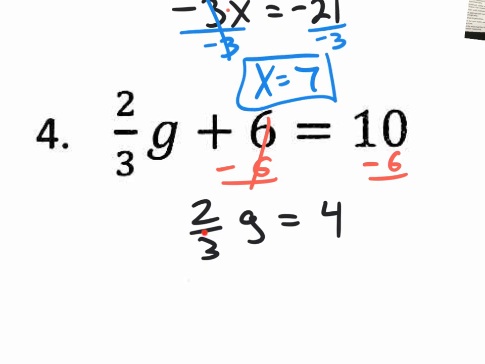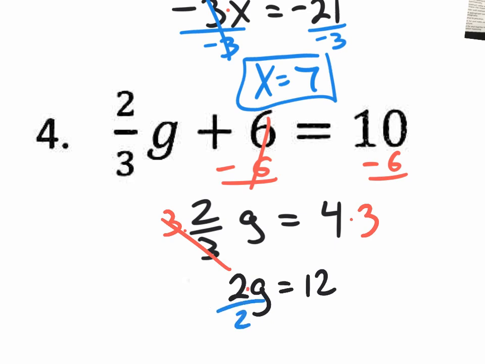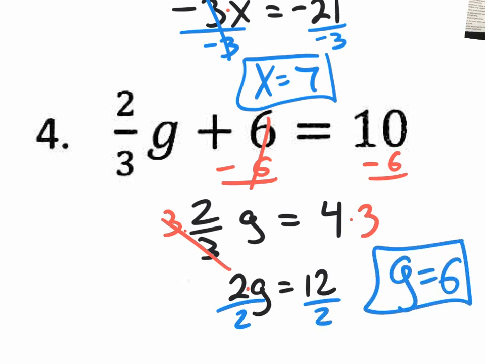If I don't want this fraction, if I don't want this divided by 3, I do the opposite, which is multiplying by 3. That'll cancel out. What I do to one side, I must do to the other. I'll have 2g equaling 12, which is really 2 times g equaling 12. So I would divide by 2 on both sides. G equals 6.